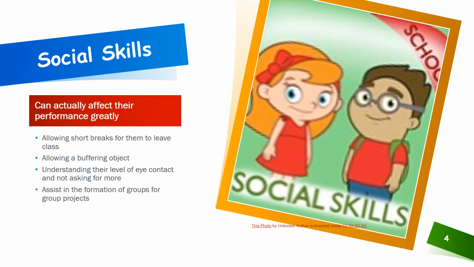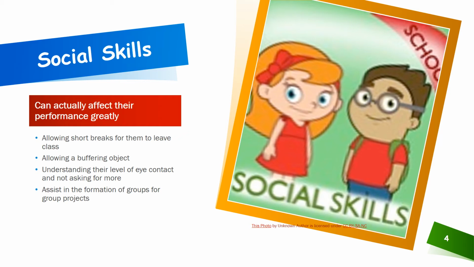Possible accommodations for these students include allowing for short breaks to leave the class or allowing the student to have a social buffering object, which might include a computer, book, or other object that initially might seem distracting or out of place. Honoring the student's chosen level of eye contact without judgment also can be helpful. If there's group work assigned for the class, the instructor might assist in the formation and monitoring of pairs and groups of students to ensure proper inclusion of the student with an autism spectrum disorder diagnosis.